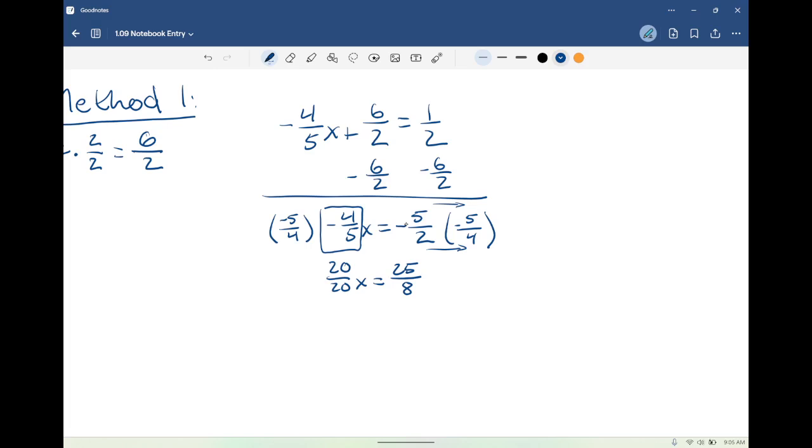So in order to get rid of that fraction, I need to multiply by its reciprocal. And I actually left this step in because I can see that it's going to work now. Because everybody, what's 20 divided by 20? 1. Good. That's what I need. If I'm looking to isolate x, I need to get just one x. And so this is going to end up being x is equal to 25 over 8.